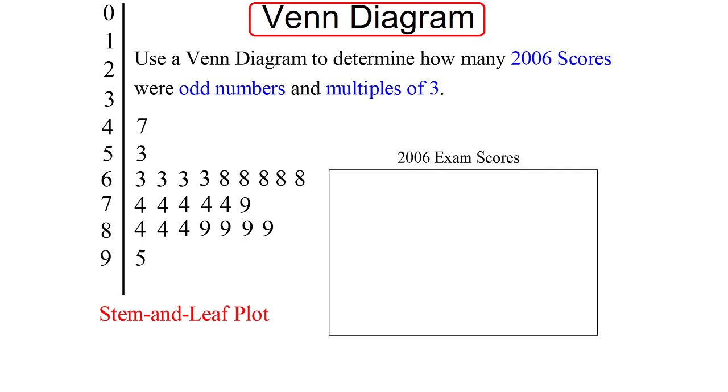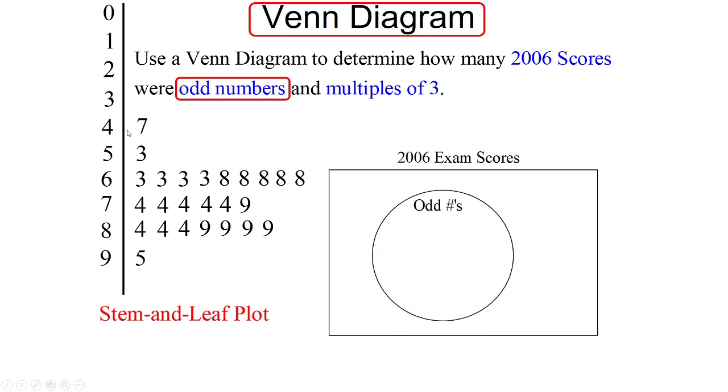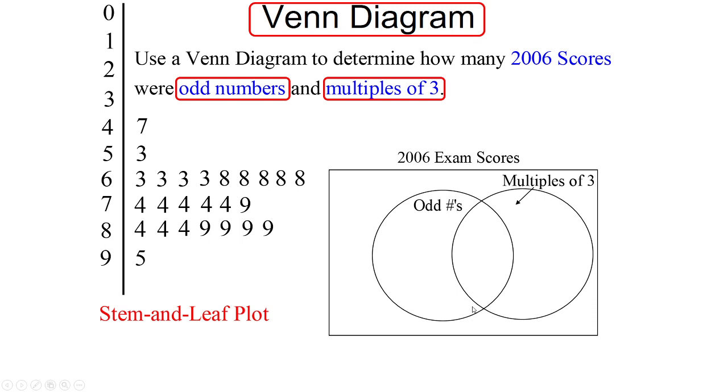So you draw a rectangle and you label it, these are my 2006 exam scores. And you do a circle for all of the odd scores. And I don't mean odd like different, weird. I mean odd like odd numbers. Okay? And then you do another circle for the multiples of 3. And because there are some numbers that will be odd and multiples of 3, our circles have to intersect. There's got to be a union.